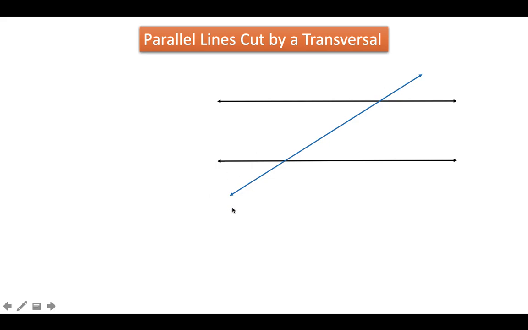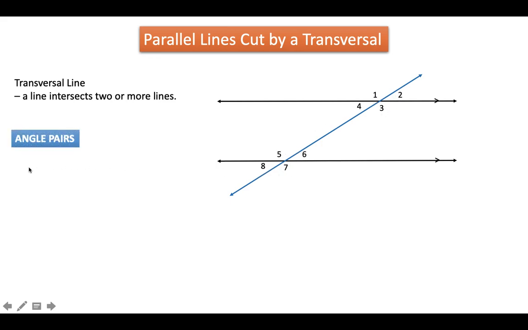Now, let's say we have two lines, and there's another line that intersects these two lines. This line that intersects the two lines is what we call a transversal line. And if these two lines intersected by a transversal happen to be parallel lines, then these angles will have an angle relationship. So let us name the angles 1, 2, 3, 4, 5, 6, 7, and 8.